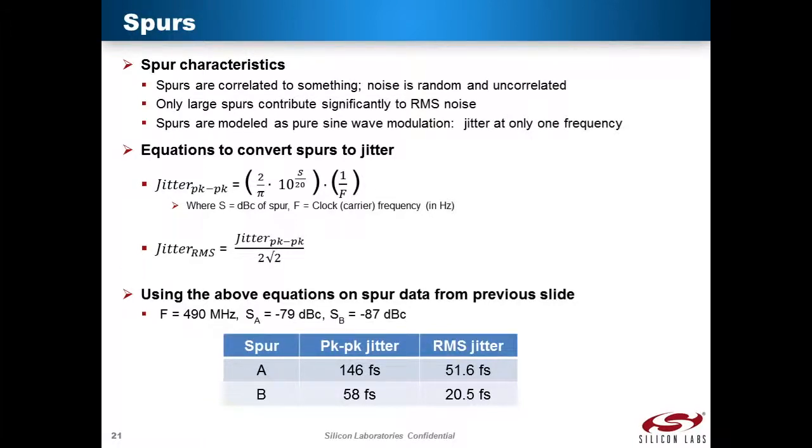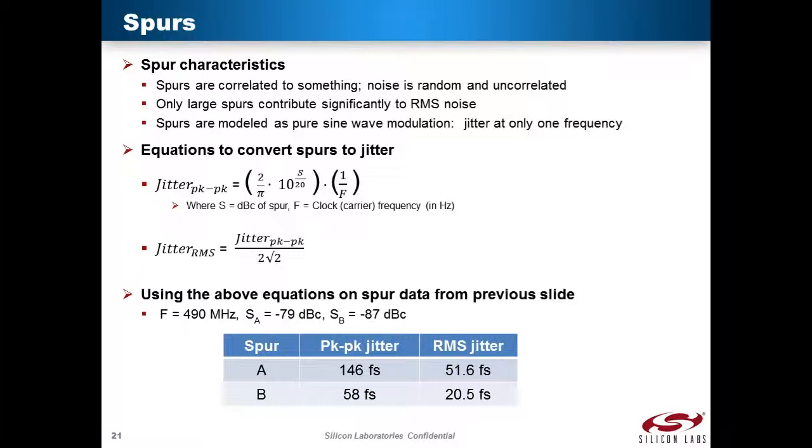Spurs are correlated jitter and can be modeled as sine wave modulation at a particular frequency. The equations shown are used to determine the jitter associated with the spur as shown on a phase noise plot. The required information for this calculation is the clock or carrier frequency and the spur amplitude in dBc.